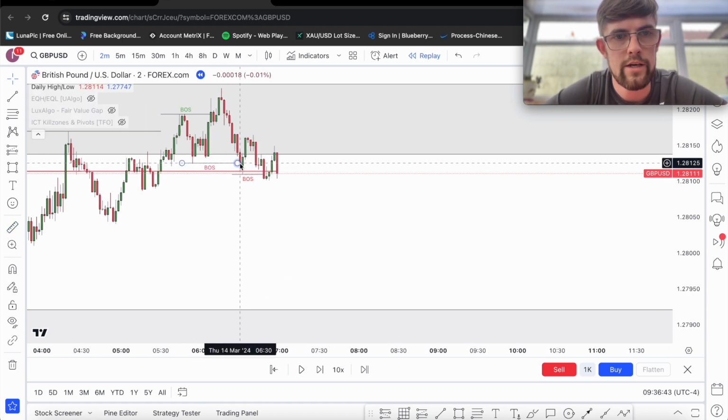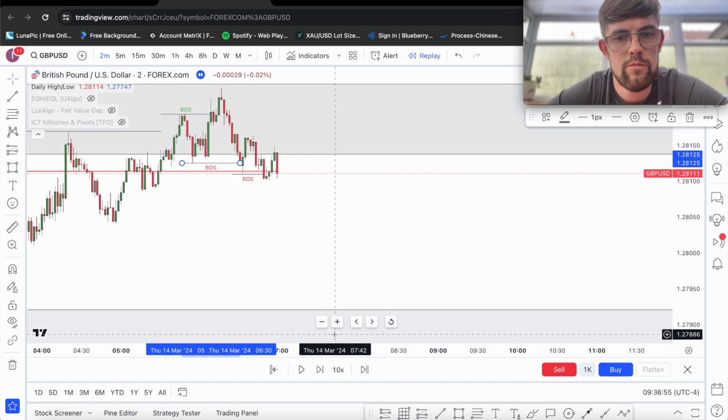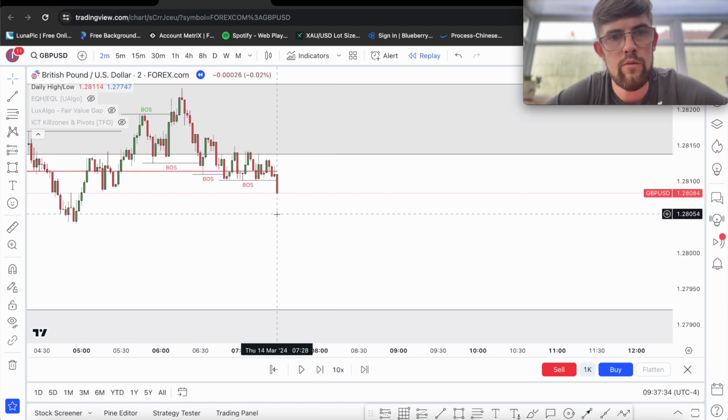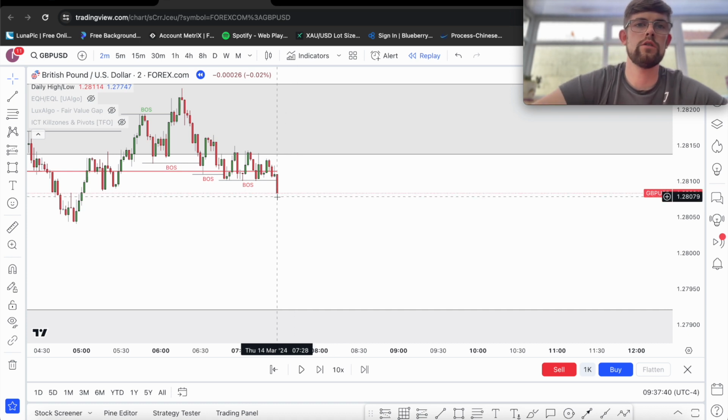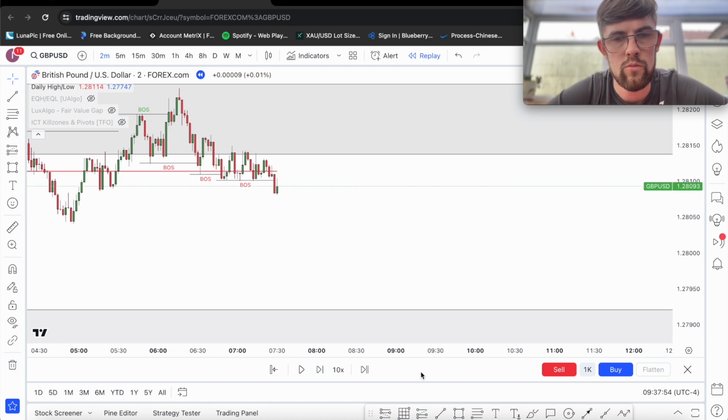But for extra confirmation, once we've seen the New York kill zone open, I want to see a fresh 2 minute breaker structure. So as we can see, we broke structure again to the downside at 7:30 New York time, and obviously because the clocks hadn't changed yet, this was 11:30 in the morning UK time. So then I wait for a candle retracement, which we get here.